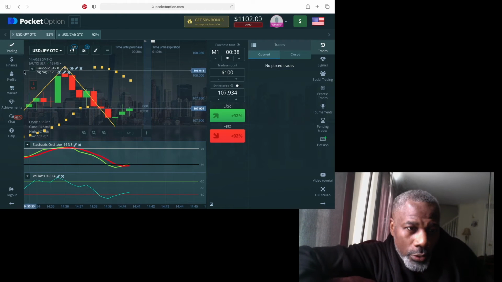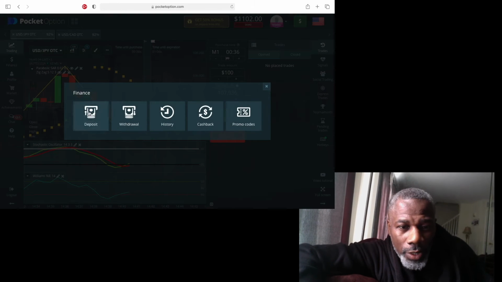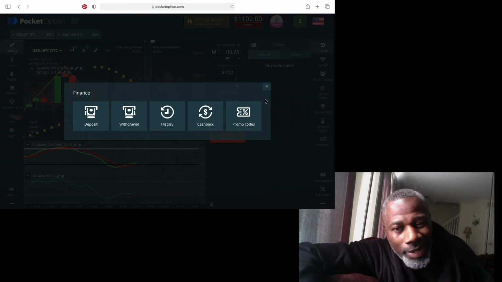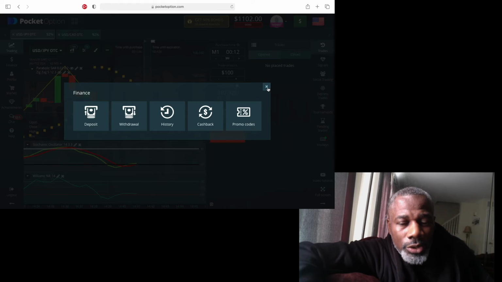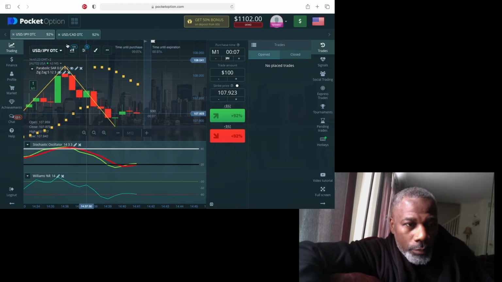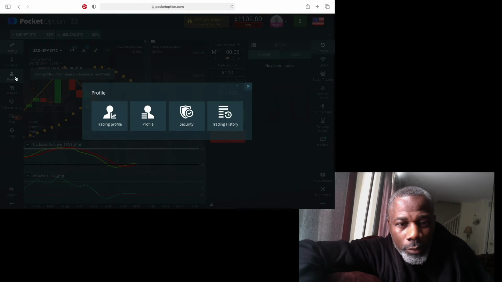Now if you notice on here, it shows finances. Finances is where you can deposit, withdraw. It has a history of the trades that you have made. It has cashback and it also has promo. I would suggest when you are starting off, just start with the demo, don't deposit anything yet because you want to understand what you're doing. But if you are ready to get into the trading of this particular platform, then that's where you would go, finances.